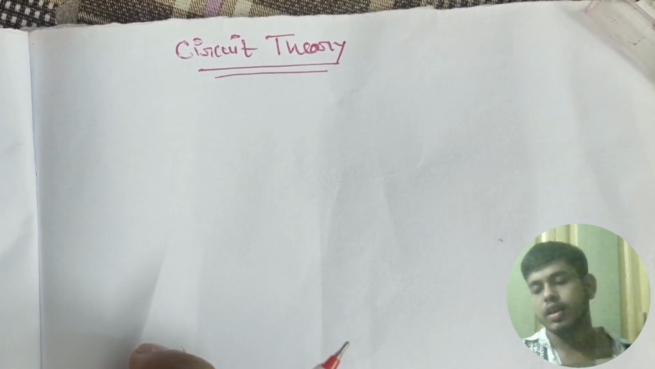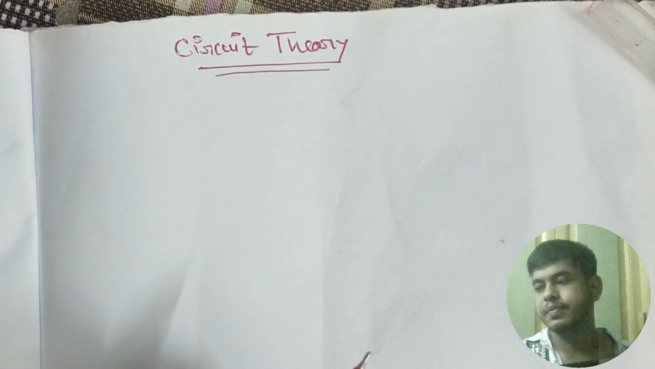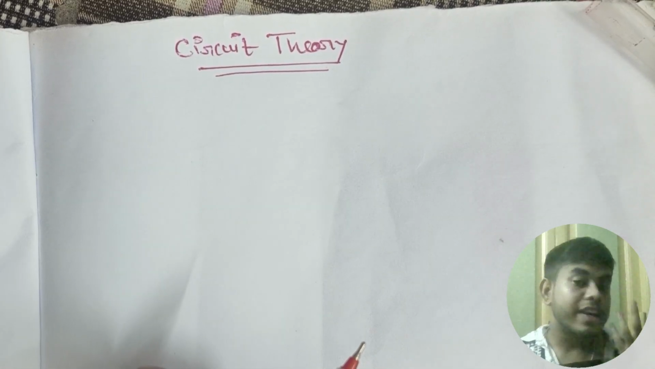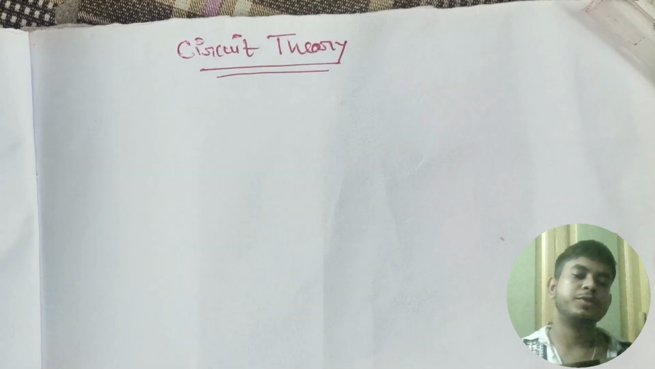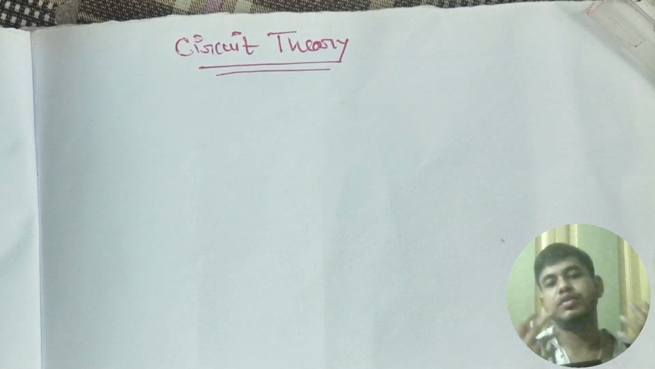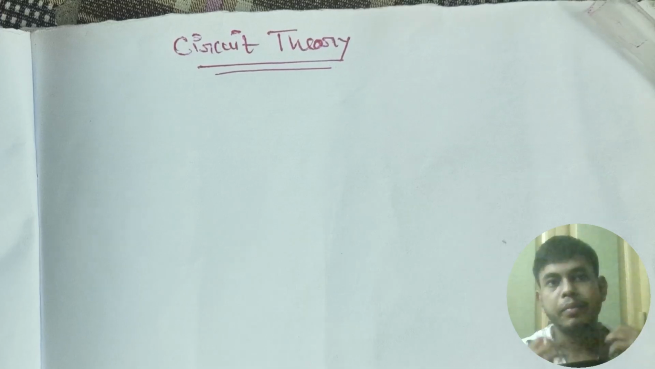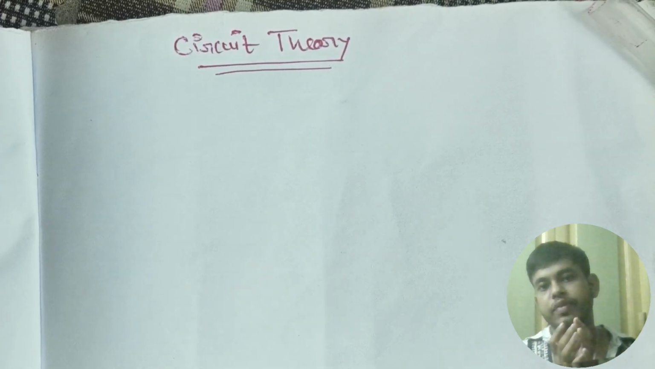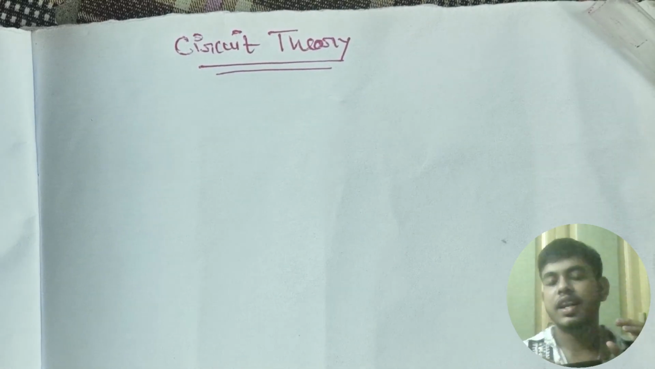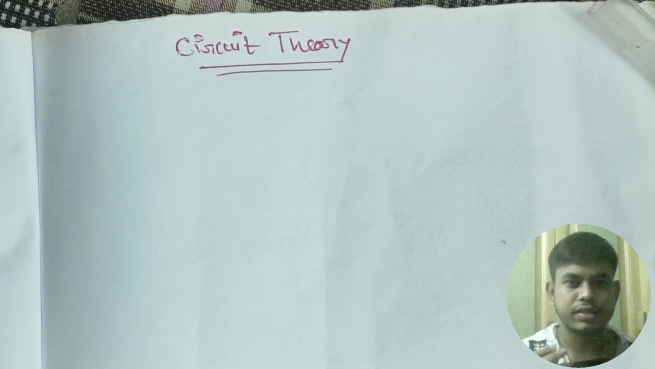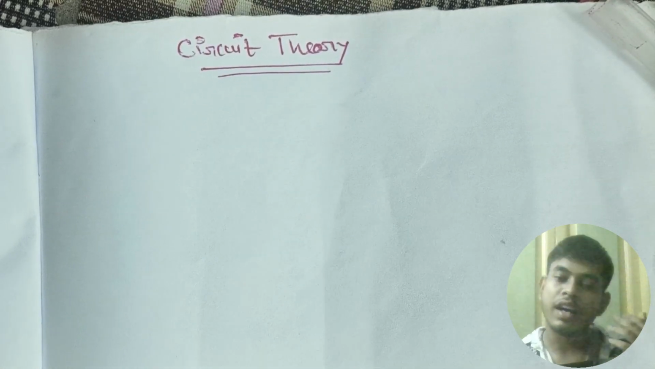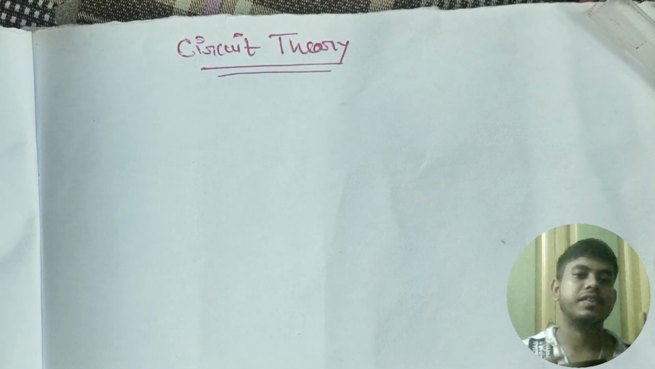So why do you make circuits? There are various electronic gadgets around you. How do we make those electronic gadgets? You have heard some component names like resistors, capacitors, inductors. Someone might have heard about diodes, etc.